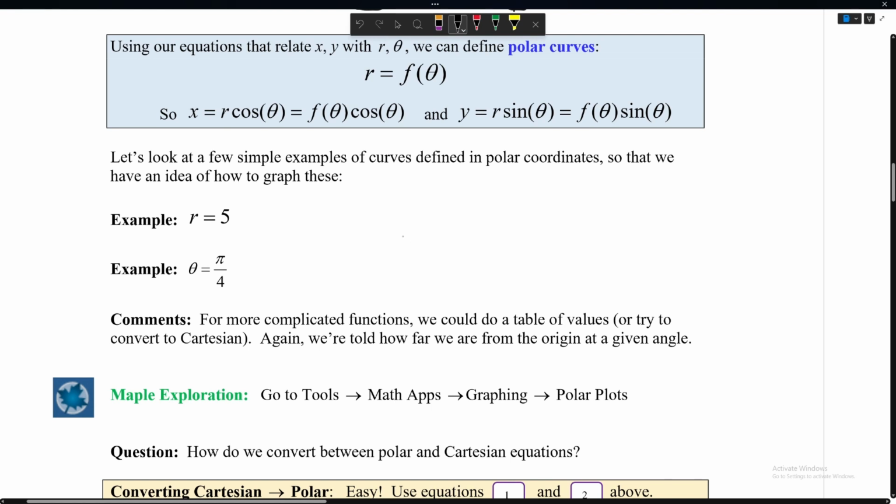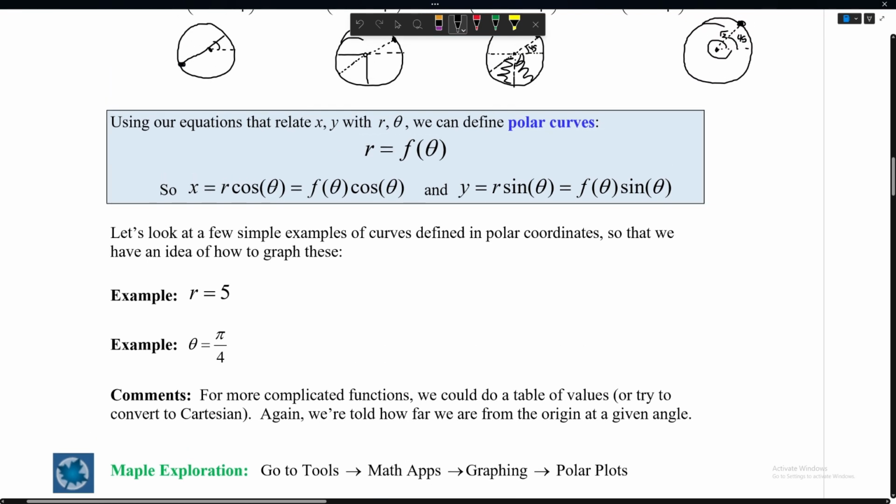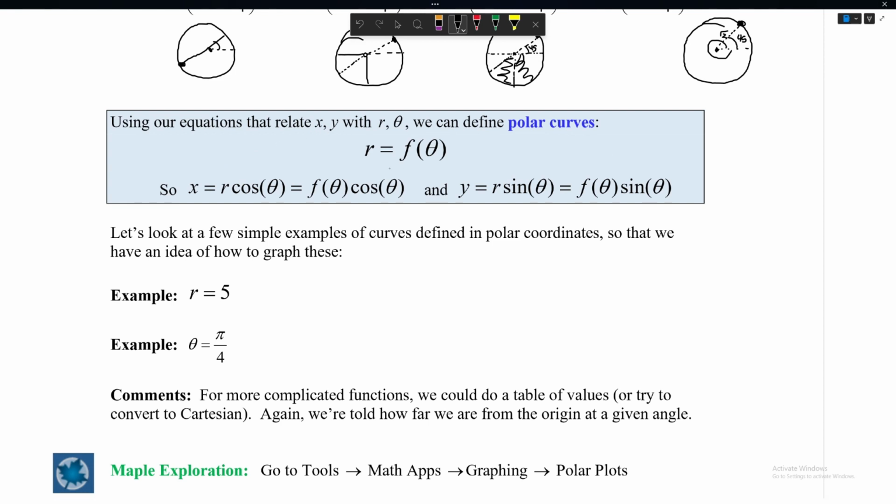The only difference they did here, using our equations that relate x and y, is that we can define polar curves. All they said here is r equals a function now. That's all they said. Don't stress it. Instead of r, they put a function that is in terms of theta. Nothing too special.